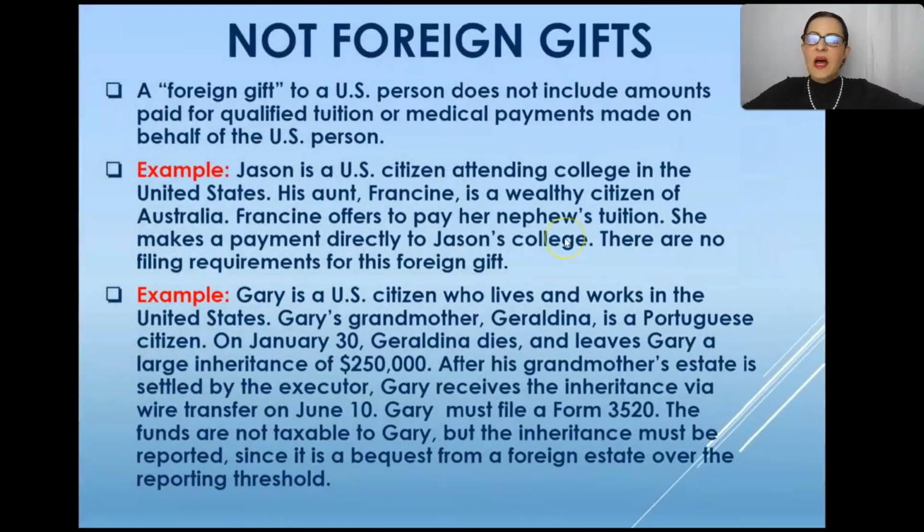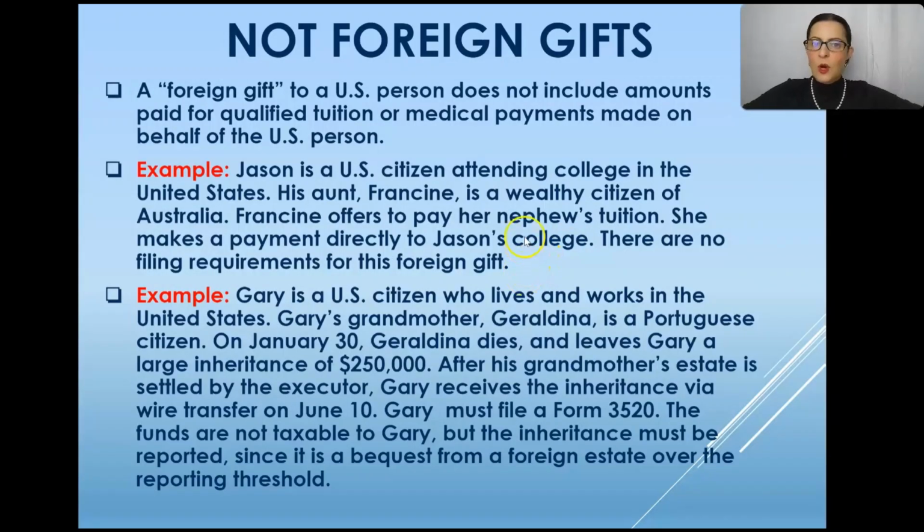Not foreign gifts. A foreign gift to a U.S. person does not include amounts paid for qualified tuition or medical payments made on behalf of a U.S. person. Example, Jason is a U.S. citizen attending college in the United States. His aunt, Francine, is a wealthy citizen of Australia. Francine offers to pay her nephew's tuition. She makes a payment directly to Jason's college. There are no filing requirements for this foreign gift. And it doesn't matter how much the tuition is. He could be going to Stanford. It could be $100,000, $200,000. That's fine. It doesn't matter.